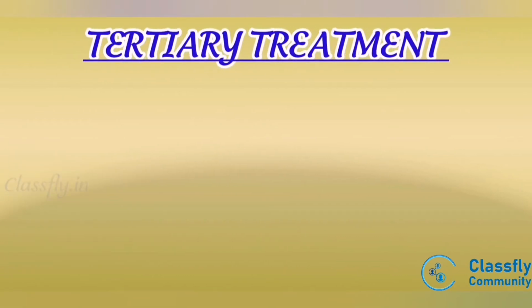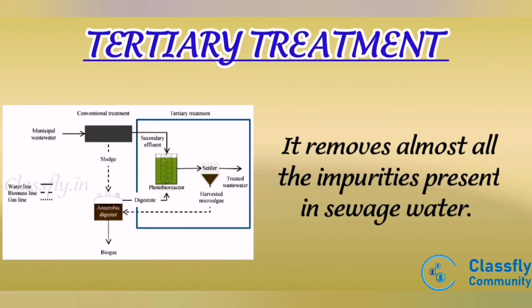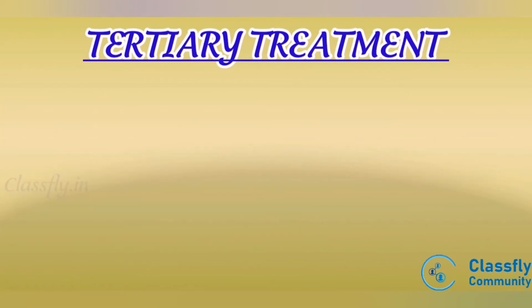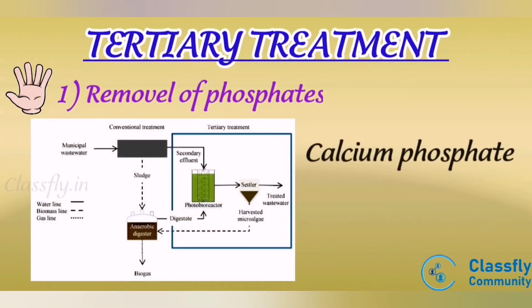Next, move on to the tertiary treatment. It removes almost all the impurities present in the sewage water. This mainly involves five methods. First one, removal of phosphate. Phosphates are precipitated as calcium phosphate by the addition of lime. In the above process, pH is raised to 10. At this pH, heavy metals also get precipitated.